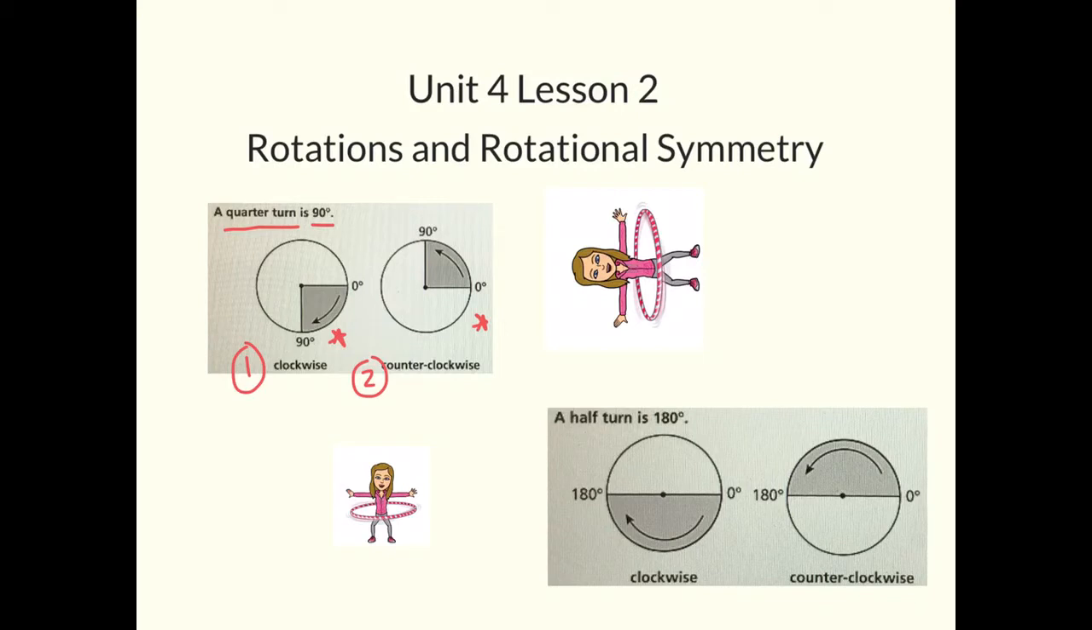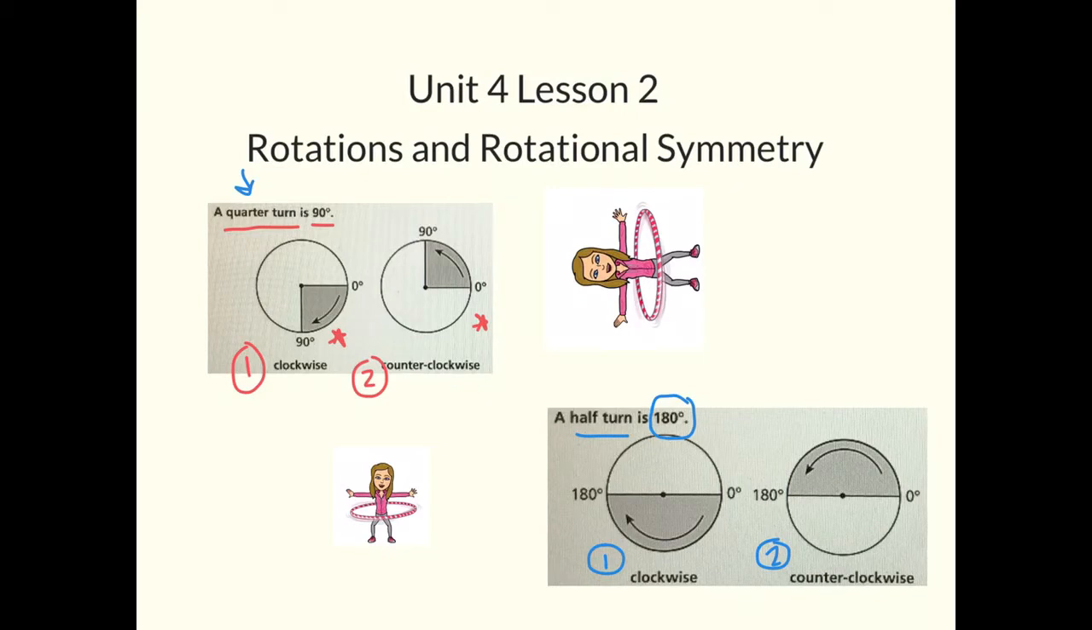Down below here we have another example of a turn, and this one's called a half turn. It looks like we're taking up half of the circle, just like with a quarter turn, we were taking up a quarter or 1/4 of the circle. Now, a half turn is equivalent to 180 degrees. So the first figure here shows a 180 degree turn clockwise. The second figure shows a 180 degree turn counterclockwise.